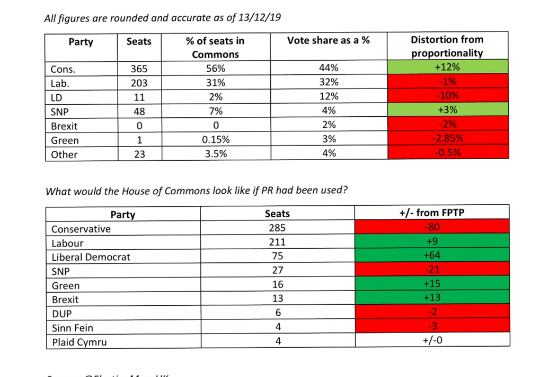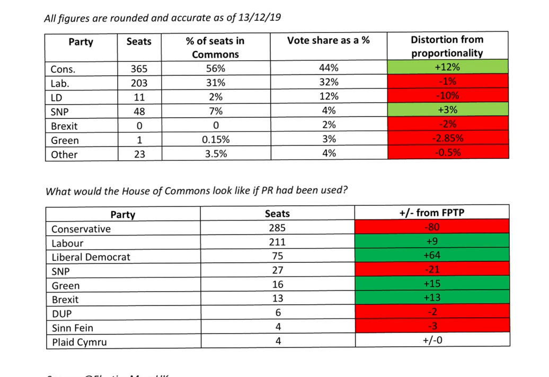But they weren't the only other party that got more seats than their vote share nationwide. If we look at the SNP, because they're dominant in Scotland in 2019, they get 7% of the seats in the House of Commons with just 4% of the vote. So their deviation is positive. They get 3% more seats than their vote share suggested.